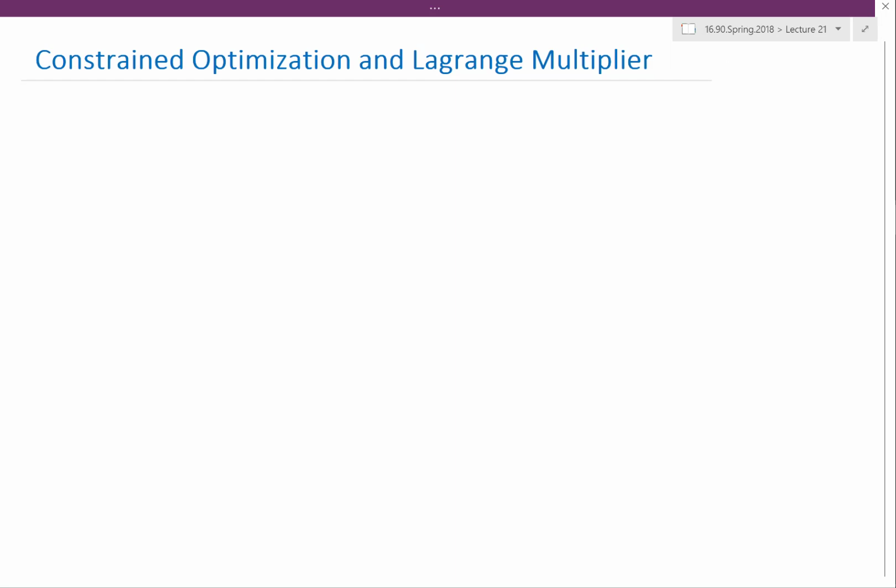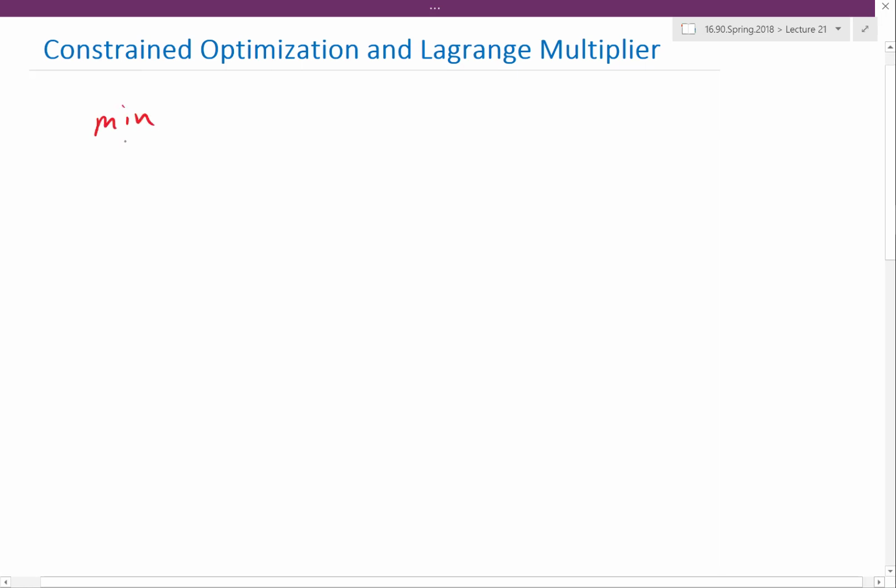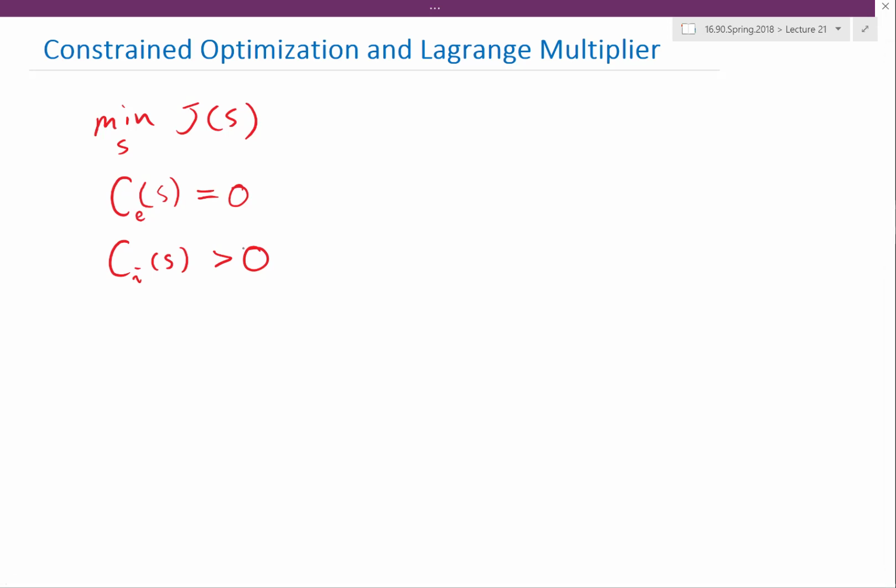So a general way of writing a constraint optimization is we want to minimize over the space of S an objective function of J, while I have some other constraints to satisfy. Maybe I have some equality constraints, right? CE of S has to be equal to 0. I also may have some inequality constraints. CI of S has to be greater than 0. Okay, so these are the kind of general constraint optimization problems.